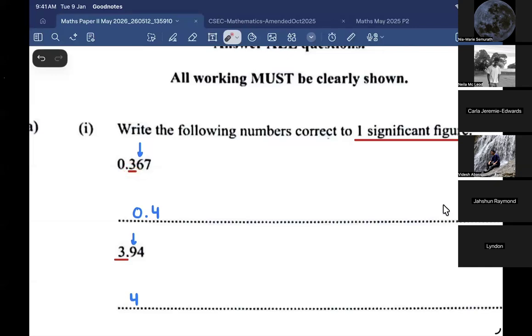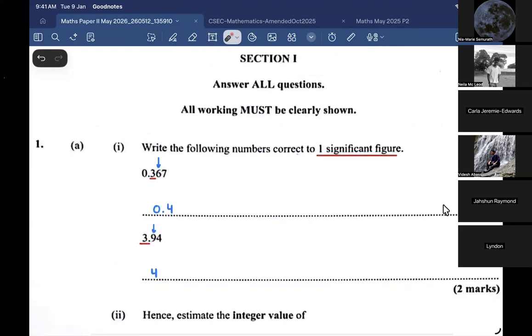So Carla, it's the same concept here. The first significant figure is 3. What's the number after 3? 9. So we're going to add 1 to the 3, and I'm going to drop everything after. So it's just 4. You okay? Yes, sir. Let me know if you're all alright with this. We good or not?